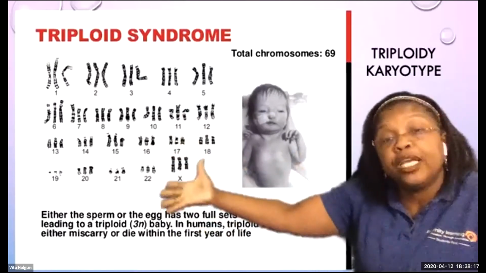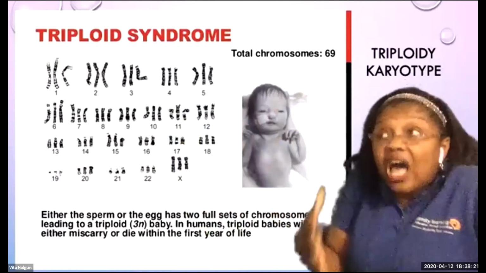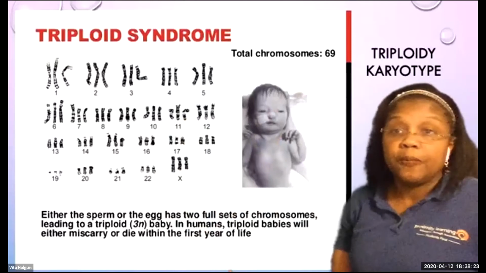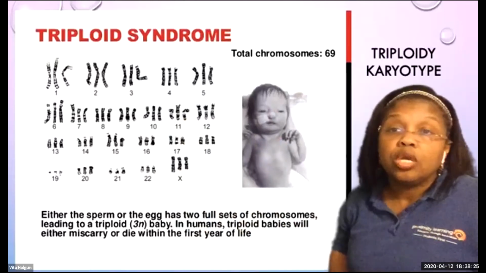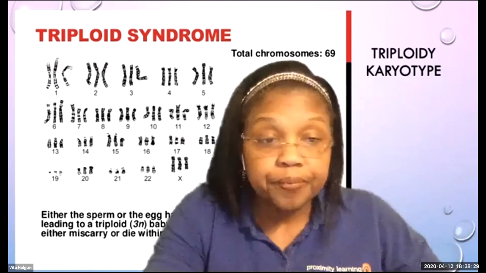This is like information overload. 69 chromosomes. That's a lot of information. It's just way, way, way too much. And so, you know, that's what happens there.